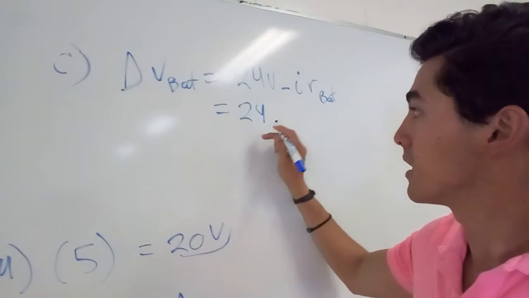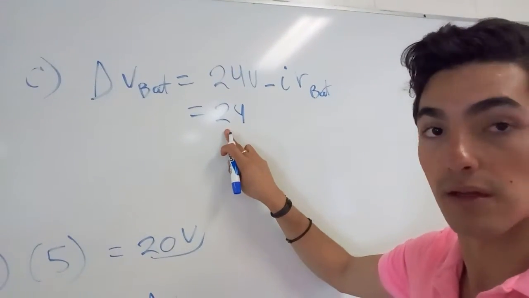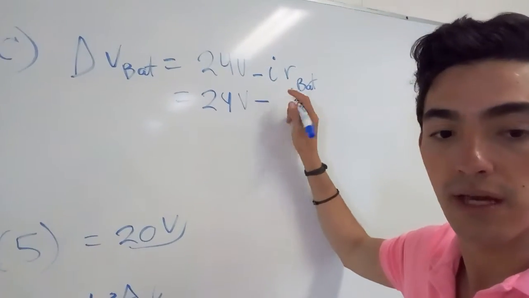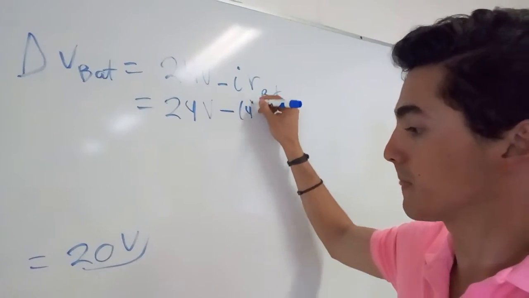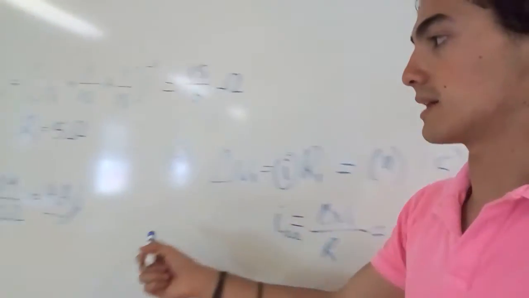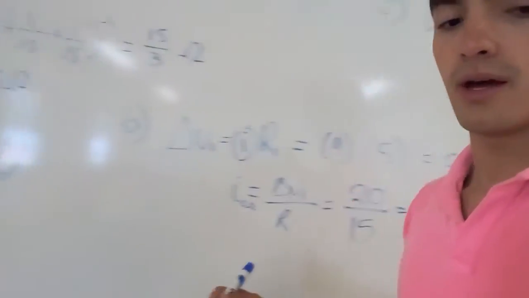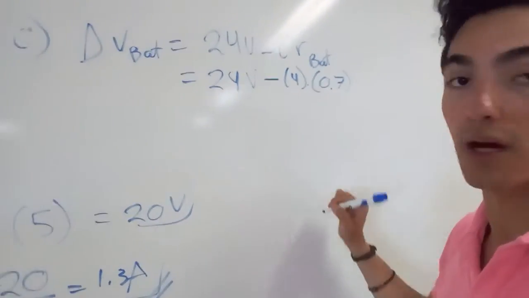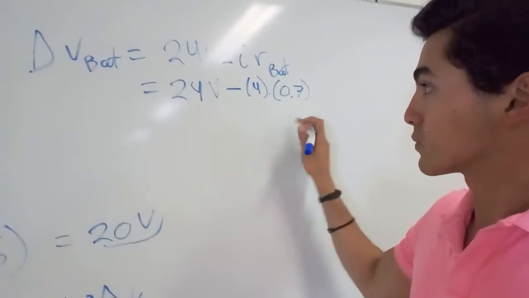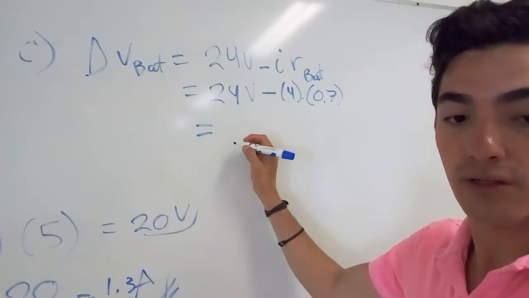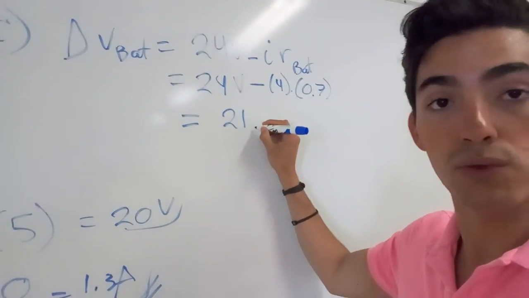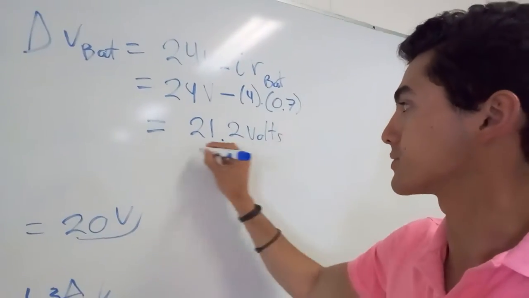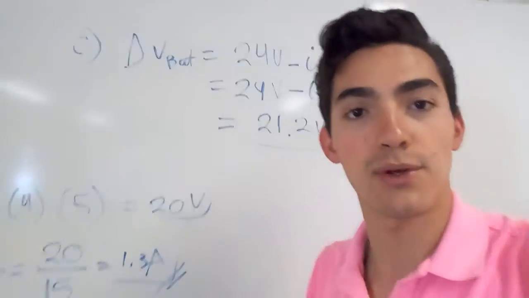So if we substitute, we know that is the 20 volt here minus the current, that is 4, the current we obtain it in here, 4 times the resistance, that is 0.7 ohms. And as we solve this operation, we will obtain that it's equal to 21.2 volts. And this is how you solve this quiz.